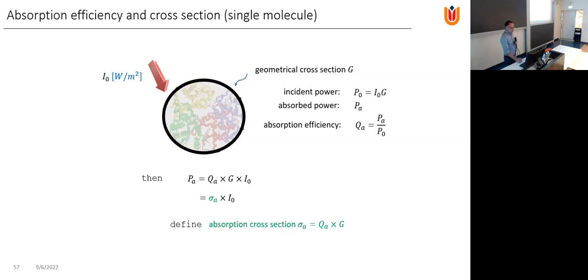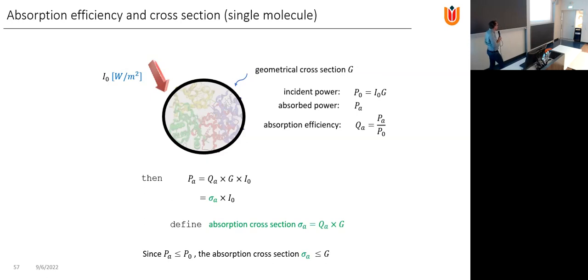Then we group together the product of absorption efficiency and the geometrical cross section, and we get a new cross section called the absorption cross section. So the efficiency was dimensionless. The geometrical cross section, of course, has dimensions of square meters. So this product has dimensions of square meters: the absorption cross section.